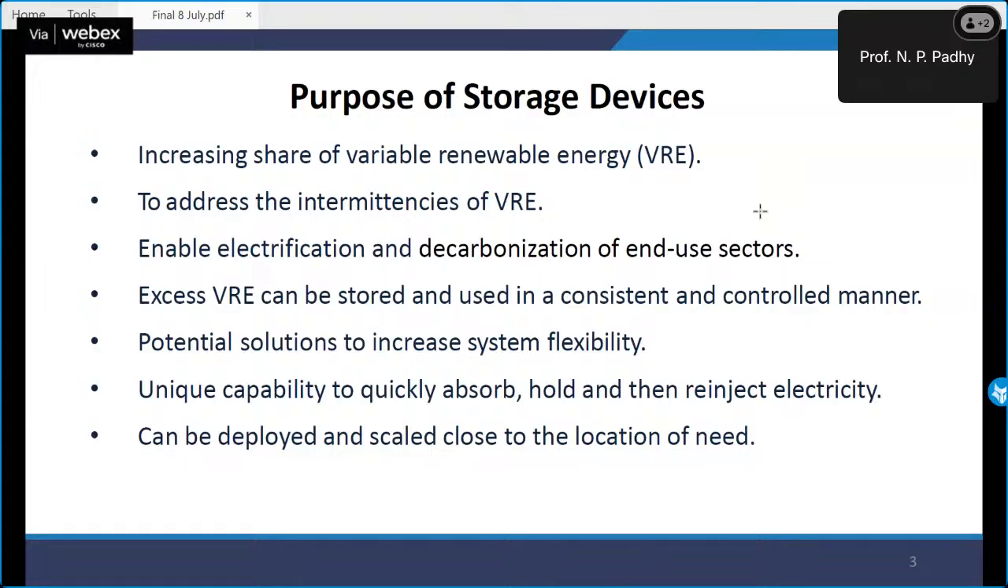Unique capability to quickly absorb, hold, and then re-inject electricity, that is anyway true. Very quick charging and discharging cycles can be deployed and scaled close to the location of the need.